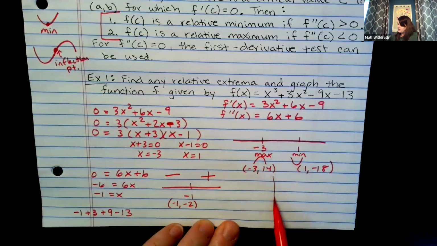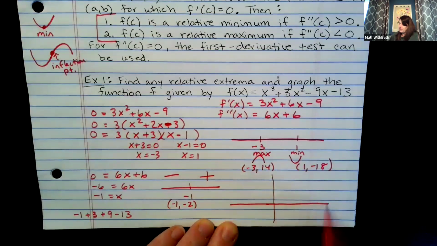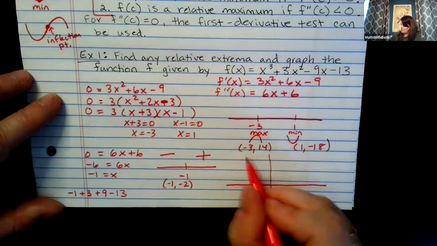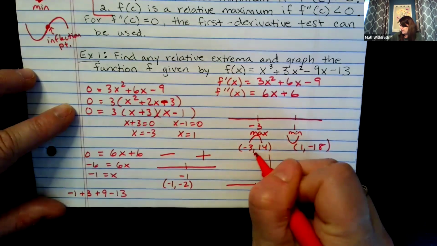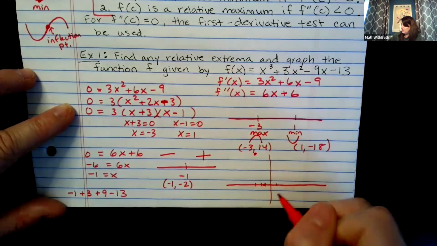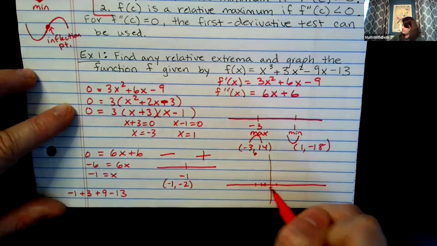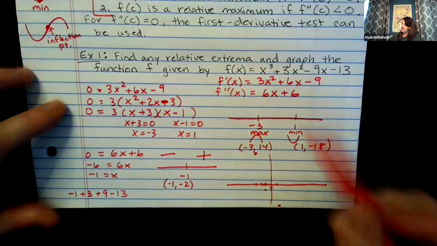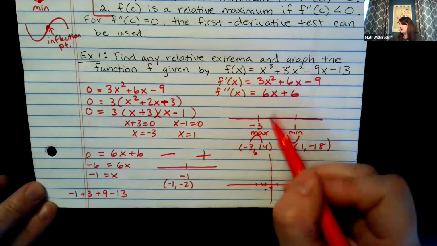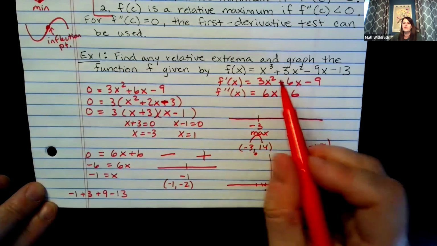So if I wanted to sketch a graph of all this, I don't have a lot of room here, but I would first graph all of these points. So -3, 14, we'll just call it there. 1, -18 would be somewhere further down than that, but we'll just call it that. And then -1, -2. So to the left of -3, we didn't find out if we were going up or down. So I'm also going to plug in one of each of these into the first derivative to see if I'm increasing or decreasing.